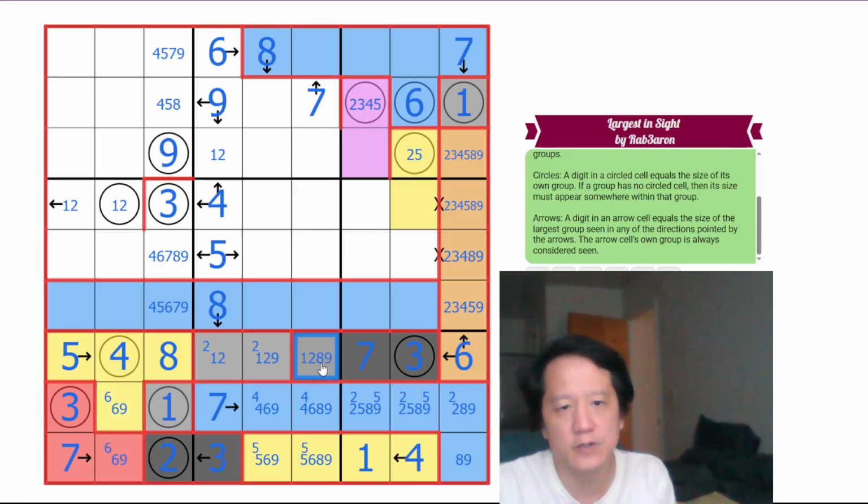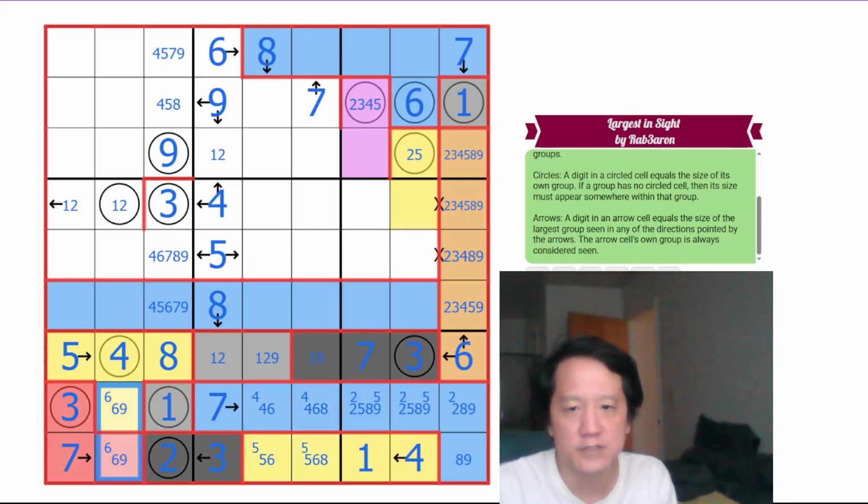No 8 here. 8 eliminates 8 in the rest of the row, so this is a 1, 2, 9. This can't be 2. This is a 1, 2, 9 triplet here, which eliminates 1, 2, and 9 in the rest of the box, so this can't be 9 there. This is a 6, 9 pair here. No 9 here. So 9 has to be one of these 2 digits here. So this is a region by itself.